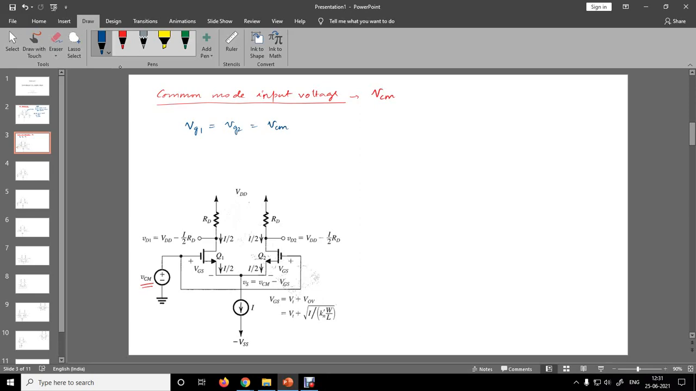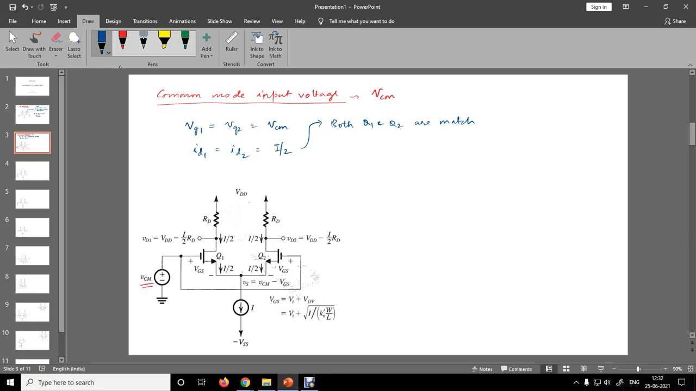Then the drain currents will be like this. If ID1 is the drain current of Q1 and ID2 is the drain current of Q2, both of them will be I by 2 and I by 2. This is only possible if both Q1 and Q2 are matched. So for the rest of our discussion with regards to differential amplifiers, assume that Q1 and Q2 are perfectly matched. So ID1 is equal to ID2 is equal to I by 2.